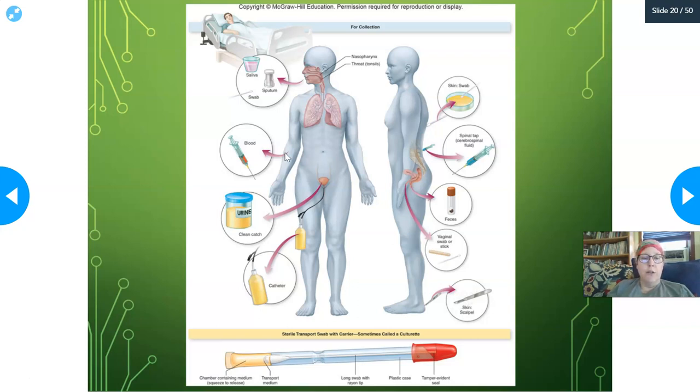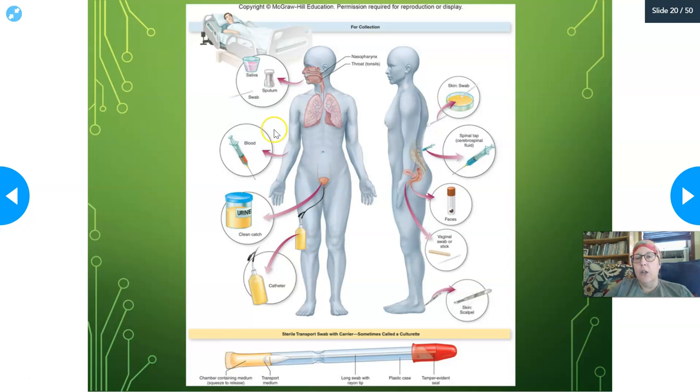You could get a urine specimen. They can pee in a cup. Or if they have an indwelling catheter, you can get a sample from the catheter. It's important to get fresh urine, so the urine that's just coming out of the catheter, not the urine that's been sitting in that bag on the floor for a day, if not longer.